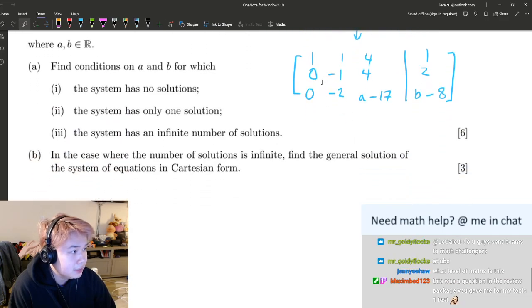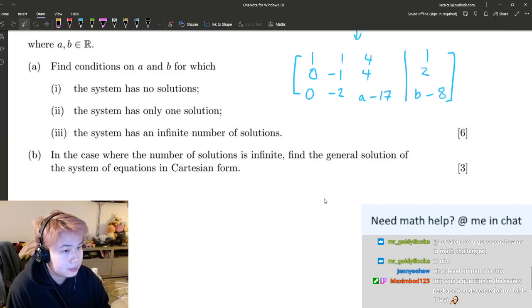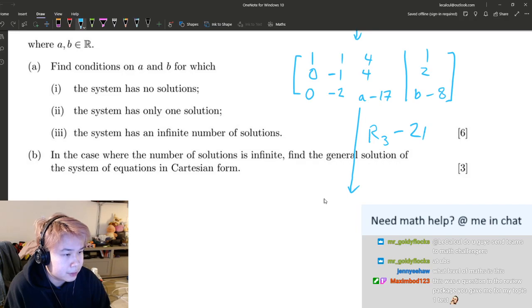And then I need to make this a 0. Was this a review question? Well, I hope you did it right. And then I'm going to take row 3, and I'm going to subtract 2 of row number 2.